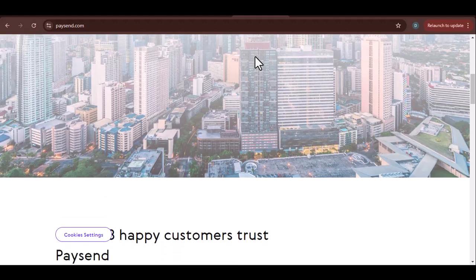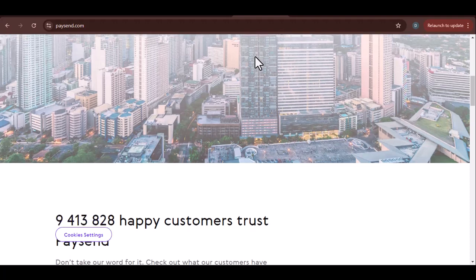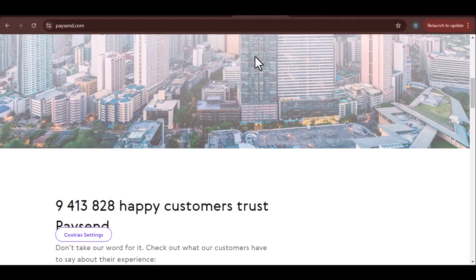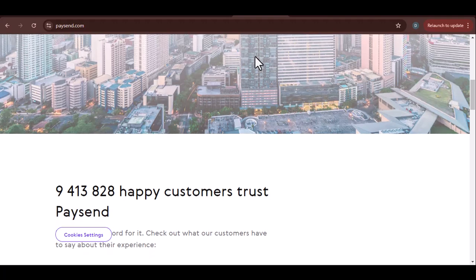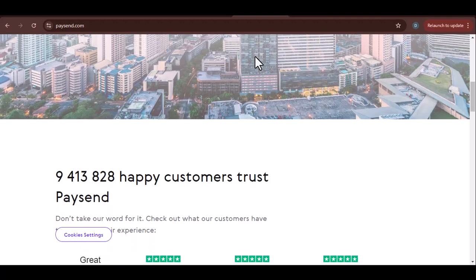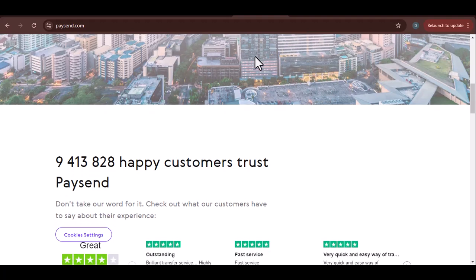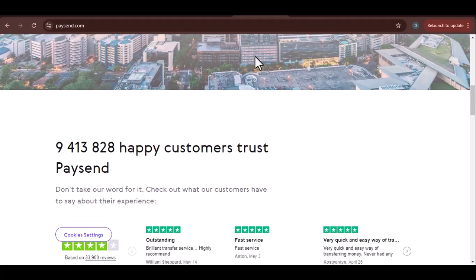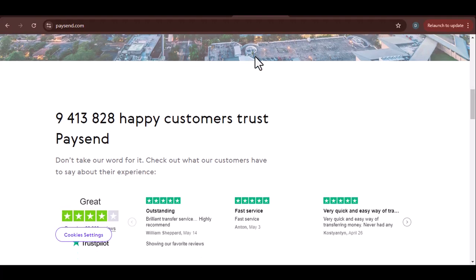Paysend account type: if Paysend has different account types, e.g., personal, business, the limits might vary based on your account type. KYC verification: to ensure compliance with anti-money laundering regulations, Paysend may require you to complete Know Your Customer (KYC) verification. Once verified, you may be eligible for higher send limits.